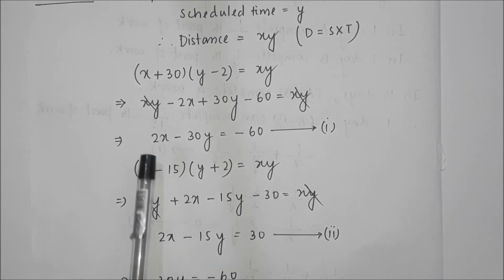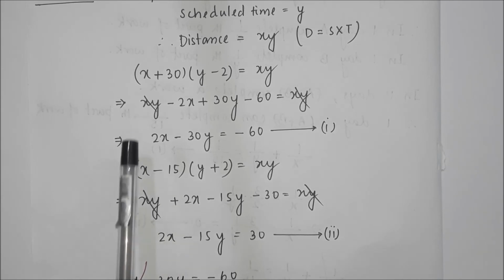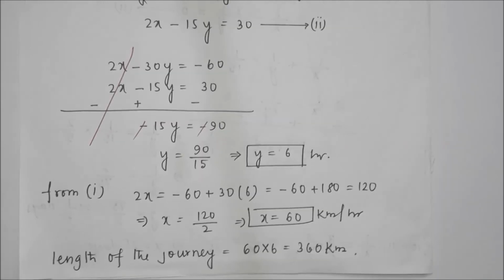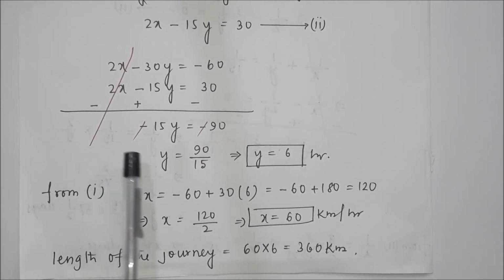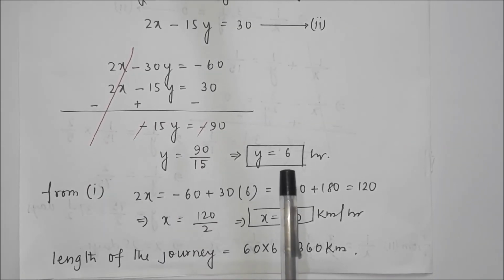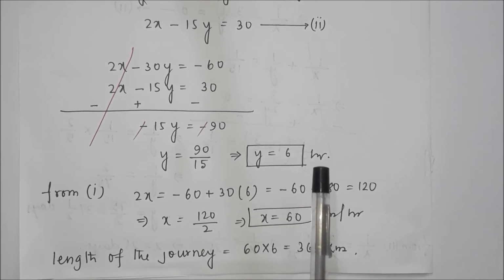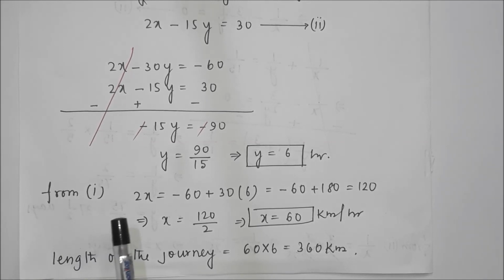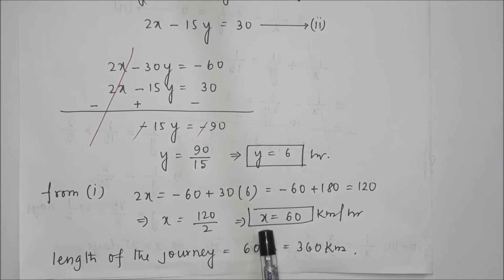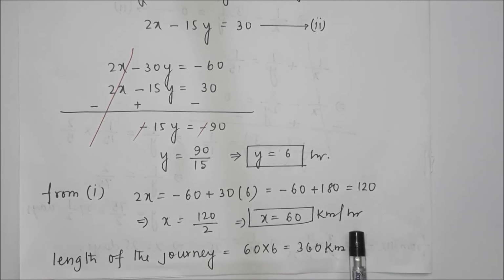Now look at the coefficient of x. It is the same. So here I prefer the elimination method. If you eliminate x and simplify, you get y equals 6 hours. Here I am using the elimination method. You can go for either the substitution or cross multiplication method. Now from equation 1, if you substitute the value of y equals 6, you will get the value of x as 60 km per hour.